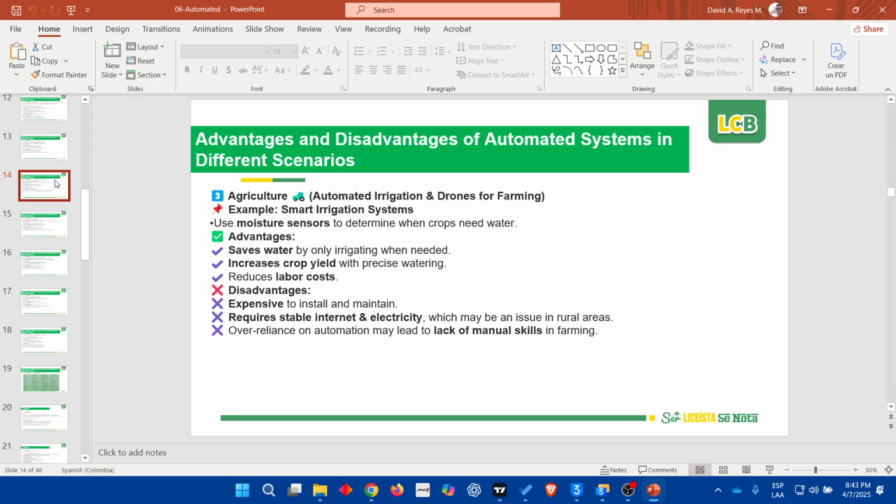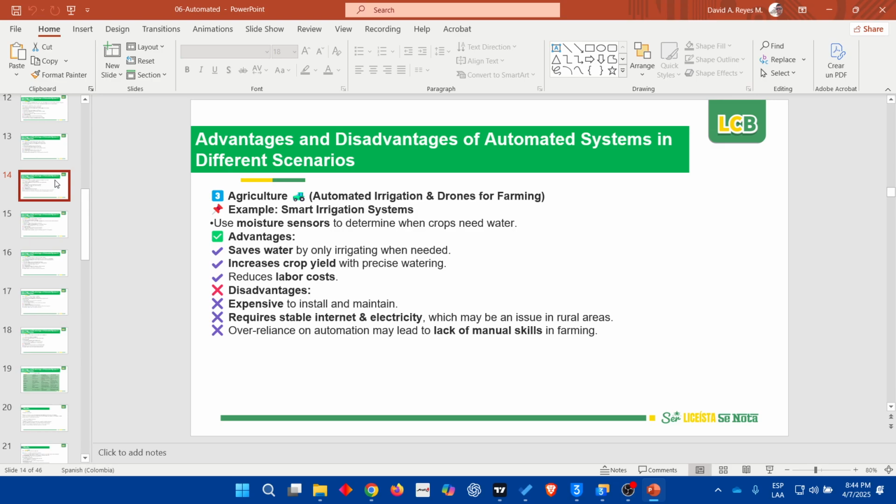Okay, now agriculture, automated irrigation, and drones for farming. Okay, you were assessed with this one, automated irrigation. So the sensor is going to measure the moisture in a determined field. Okay, when the moisture is not what is necessary for the ground, the system is going to start putting water on your plants or your ground or wherever you put your automated irrigation system.